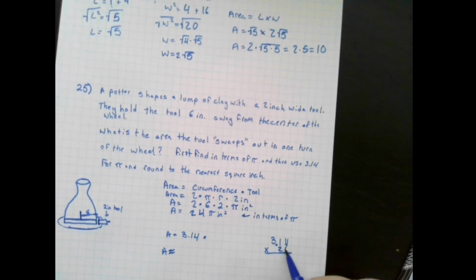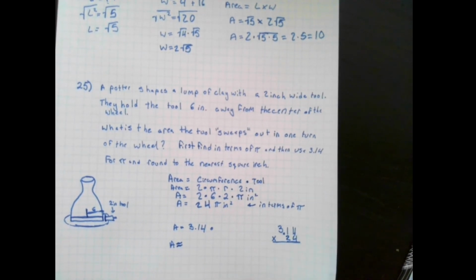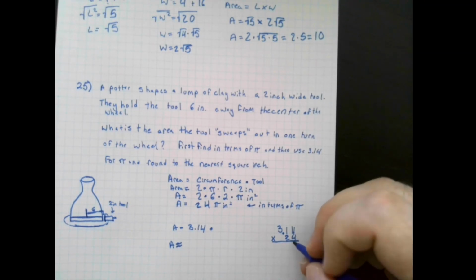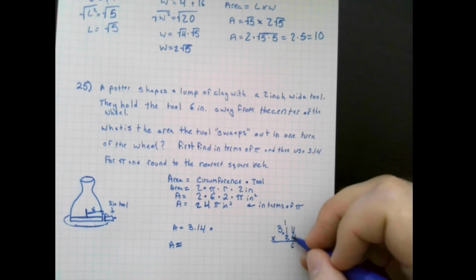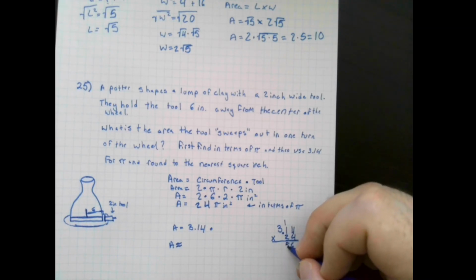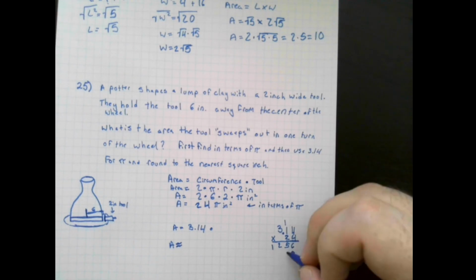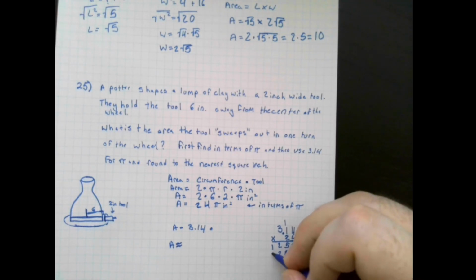Now, if we're going to finish this off, we need to multiply that 24 pi inches squared by 3.14 for pi. So we're going to do 24 times 3.14. 4 times 4 is 16. 4 times 1 plus 1 is 5. 4 times 3 is 12. We're going to drop a 0 and then 2, which will give us 8, 2, and 6.